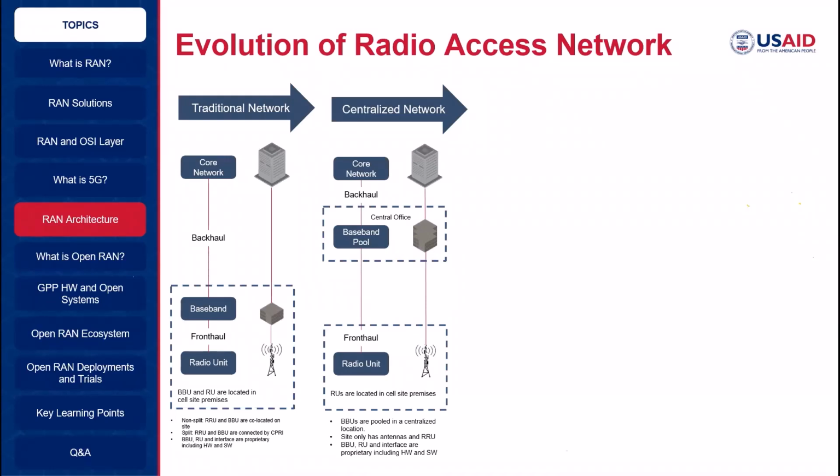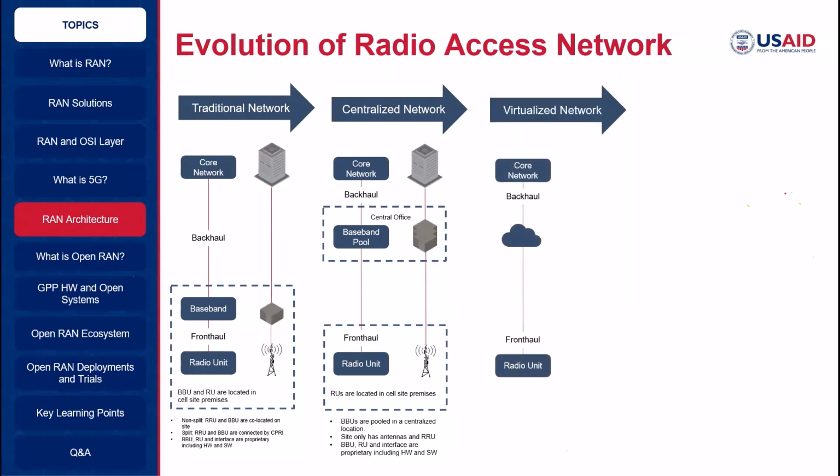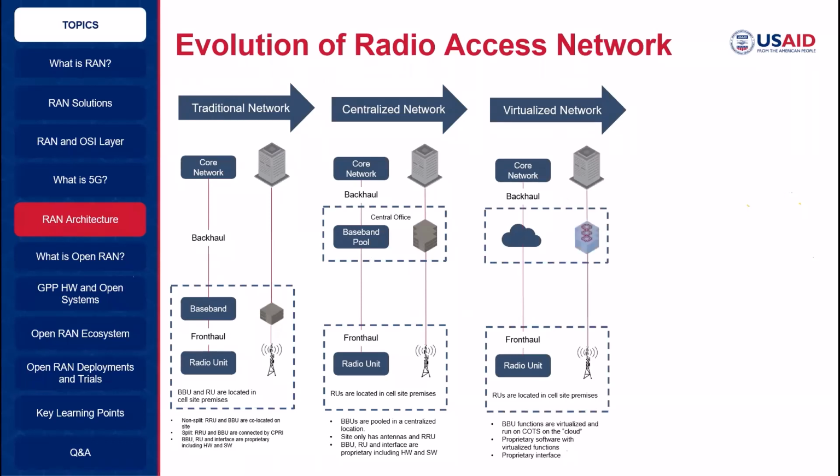So the baseband unit is located in a central office or a data center. And then what is left in our cell sites is the radio unit. And then what happened in the virtualized RAN, or the vRAN, is that the functionality of the baseband becomes virtualized. What does it mean?